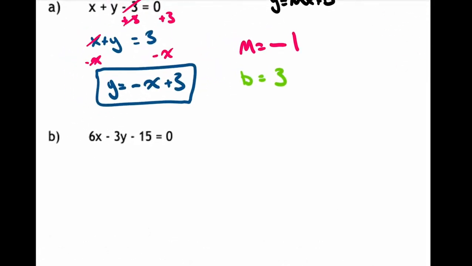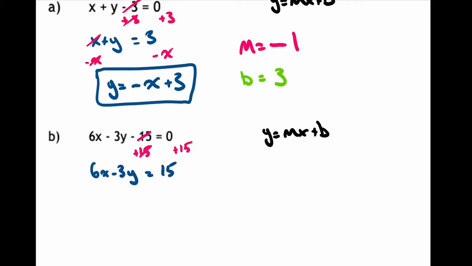For example b, same idea, except I have different values now. I still want to get it into y equals mx plus b. I want to get it into that form because then I can pick out my m and my b value. So I want to start by moving all the separate terms away from the y, and then I'll worry about the number attached to the y. So to get rid of minus 15, I need to add 15. I'm going to add 15 to both sides. It'll cancel out on one side. I have 6x minus 3y equals 15.